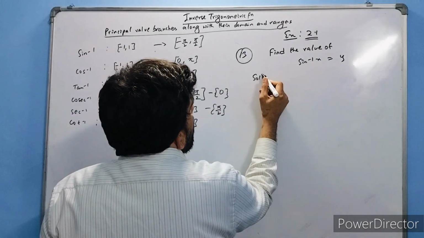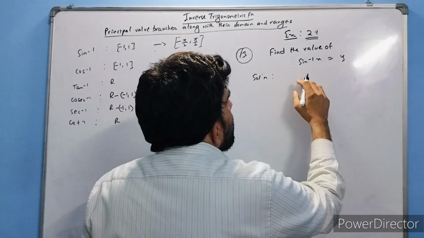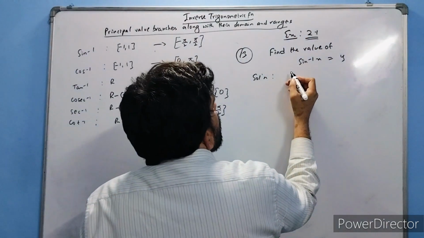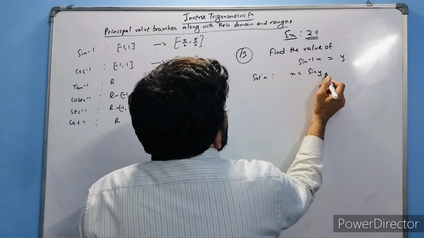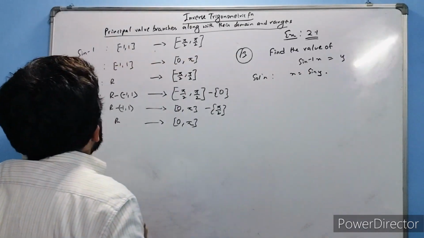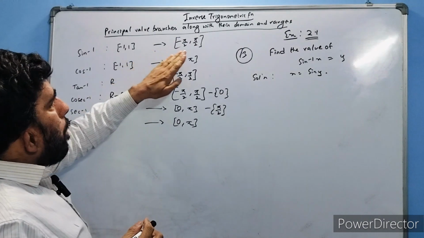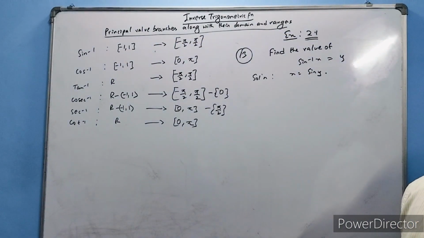We all know, in a very easy way, they have given the option in that question: sin inverse x is equal to y. So we can say x is equal to sin y. We know its value is between minus pi by 2 to pi by 2. So its value will be in minus pi by 2 to pi by 2. Now we will solve this.